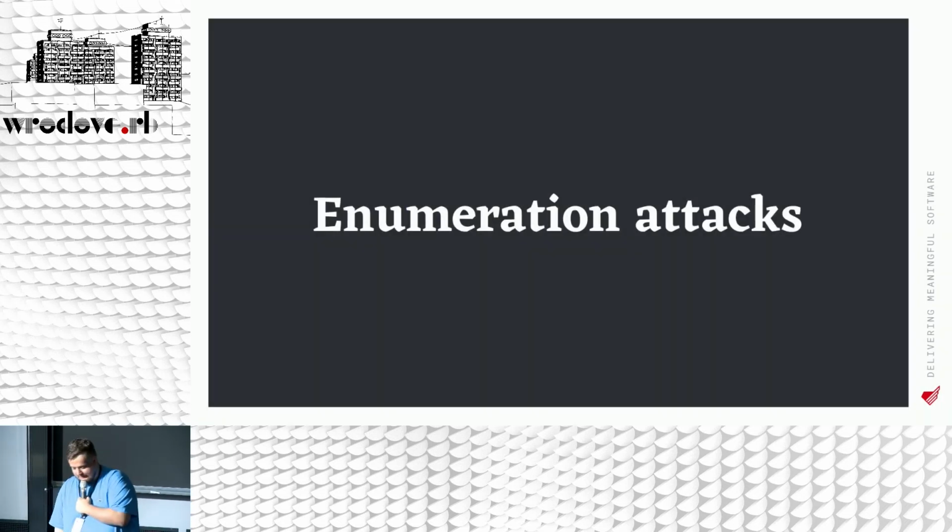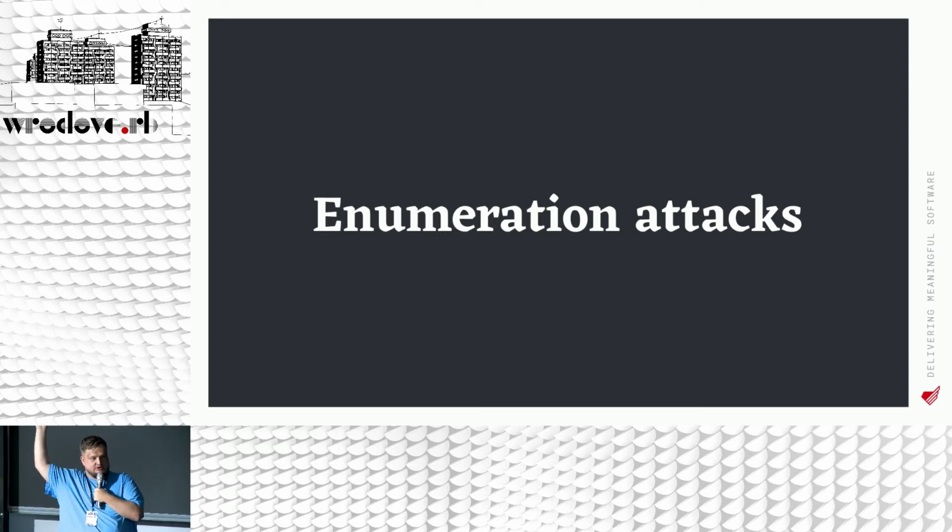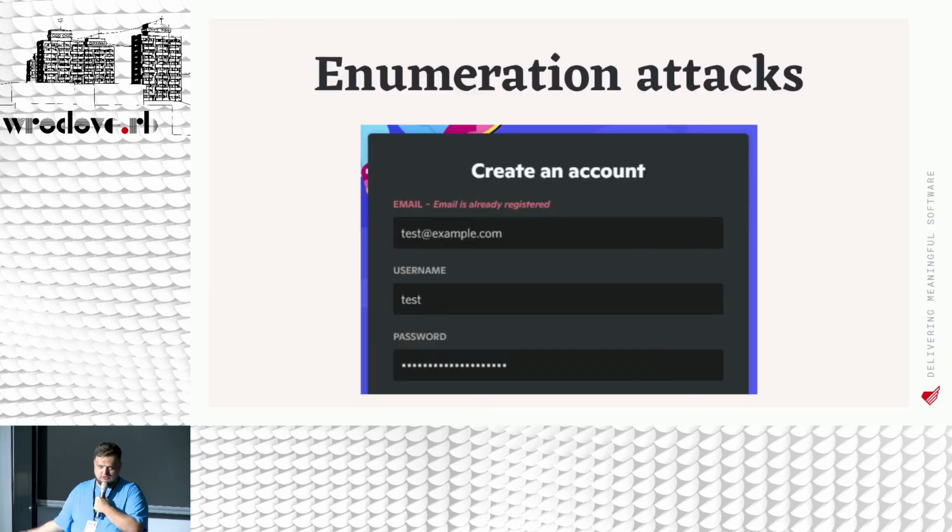But I was talking about enumeration attacks, and I wanted to ask if you know what those are. So if somebody knows, then hands up. All right, we have some people. That's awesome. A quick example of enumeration attacks on registering forms. That's Discord. And now I know that this email is in the database because it's already taken. So I can just go like this through all possible emails that I have on my list because I need to check something, and I will know who has accounts and who doesn't.